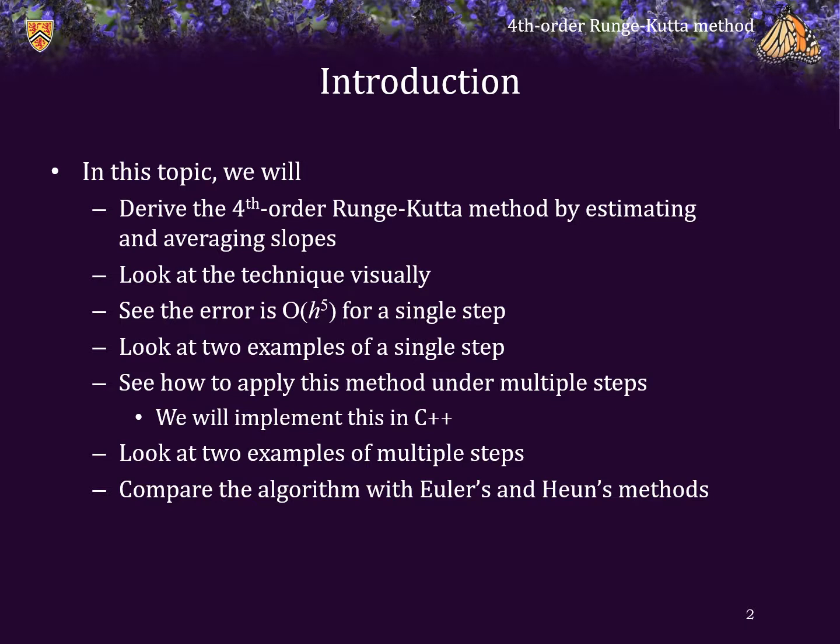So in this topic we will describe the fourth order Runge-Kutta method, and this is by estimating and averaging slopes. We will look at the technique visually. We will see that the error is order h to the 5 for a single step. We will look at two examples for a single step to see this. We will see how to apply this method under multiple steps, looking at an implementation in C++. We will look at two examples of using multiple steps, and then we will compare this algorithm with Euler's methods and Heun's method.